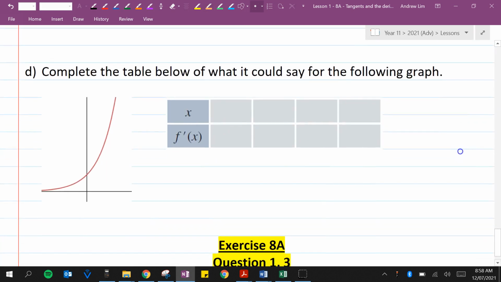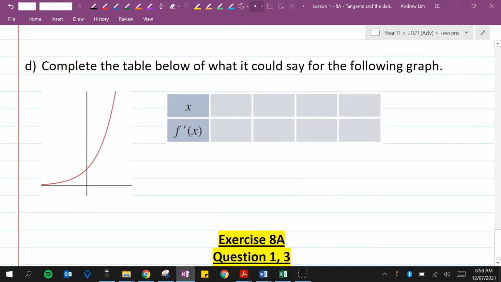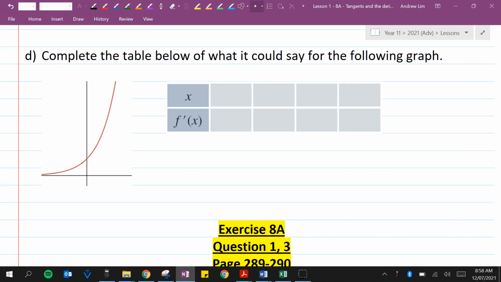Last bit. Complete the table below of what it could say for the following graph. So here we've got an exponential function. How about I get you to pause the video, have a go with this yourself, and then I'll give an example of an answer. So I'll just say, for example, when x is -1, 0, 1, and 2. These are my examples.